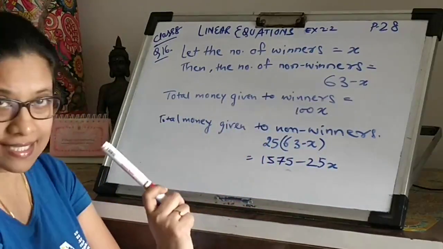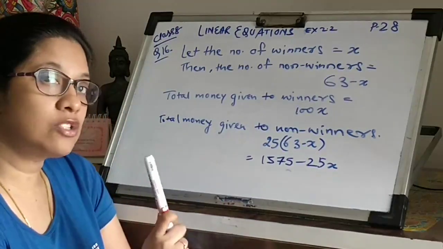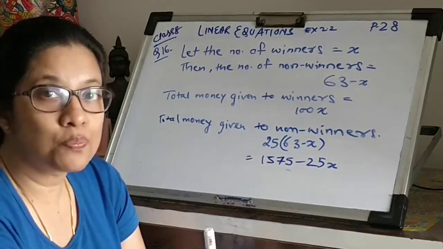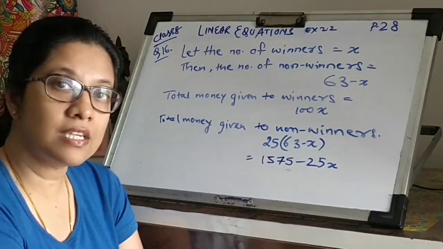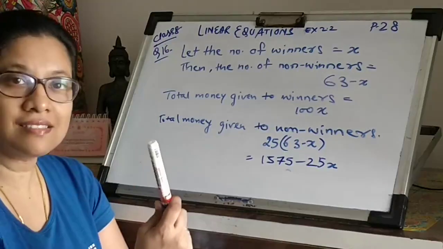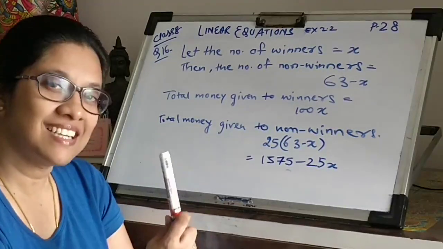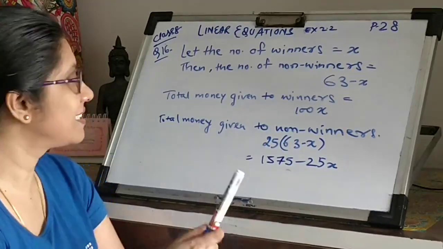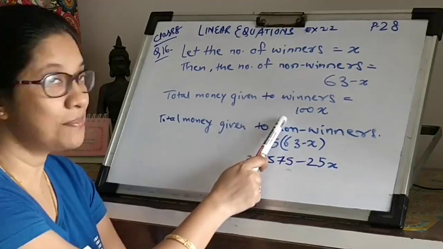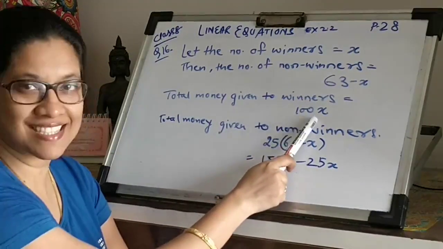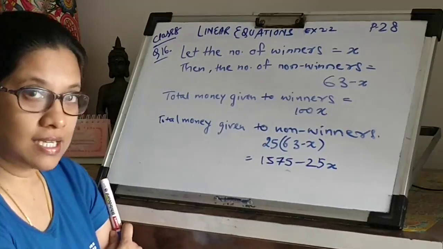Next, we are given the prize that is given to each of the winners, which is rupees 100. So how much amount will be given to the total winners? 100 into x. Total money given to winners will be 100x.